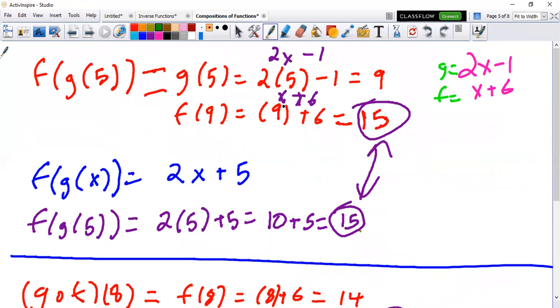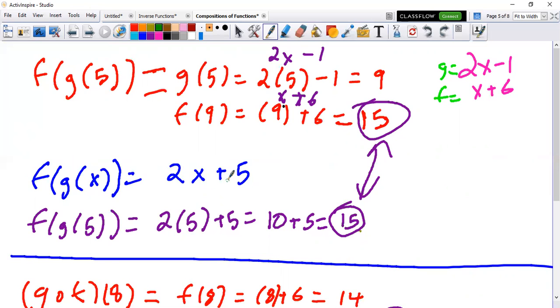So when we originally did f of g of 5, we plugged in g of 5, calculated it, got 9, plugged in 9, calculated it, got 15. If I just gave you these two functions originally and asked you what is f of g of 5, that's what you would have to do. If I asked you what is f of g of x, you can go back and look at the last slide, but we got 2x plus 5 when we calculated f of g of x.